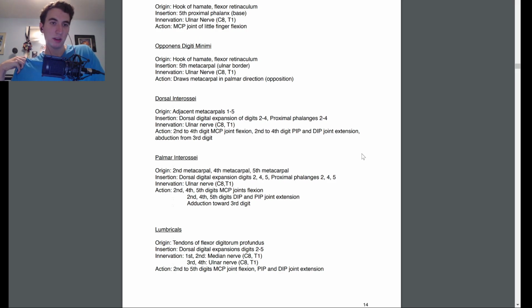Then we have the dorsal interossei. It originates at the adjacent metacarpals 1 through 5. It inserts at the dorsal digital expansion of digits 2 through 4 and the proximal phalanges 2 through 4. It is innervated by the ulnar nerve from C8 and T1, and the actions are second to fourth digit MCP joint flexion, second to fourth digit PIP and DIP joint extension, and abduction from the third digit.